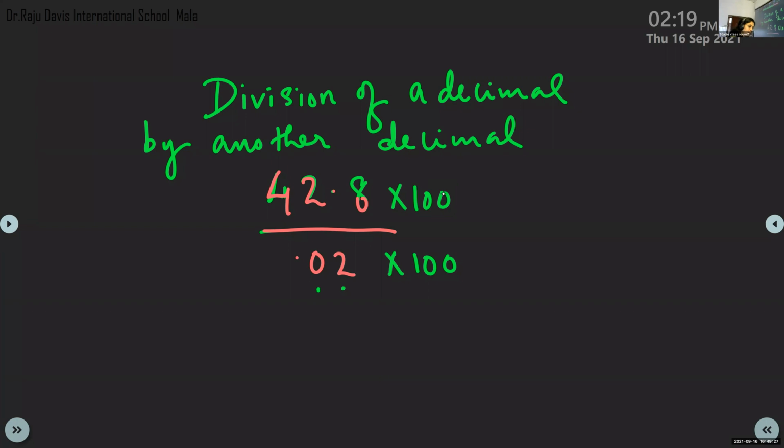Why are we multiplying by 100? Because we have to change how many places? 2 decimal places. So, with 100. If you want to change 3 decimal places, with what number you should multiply? 1000. If you want to change 4 decimal places? 10,000. If you want to change only 1 decimal place? 10. Understood?